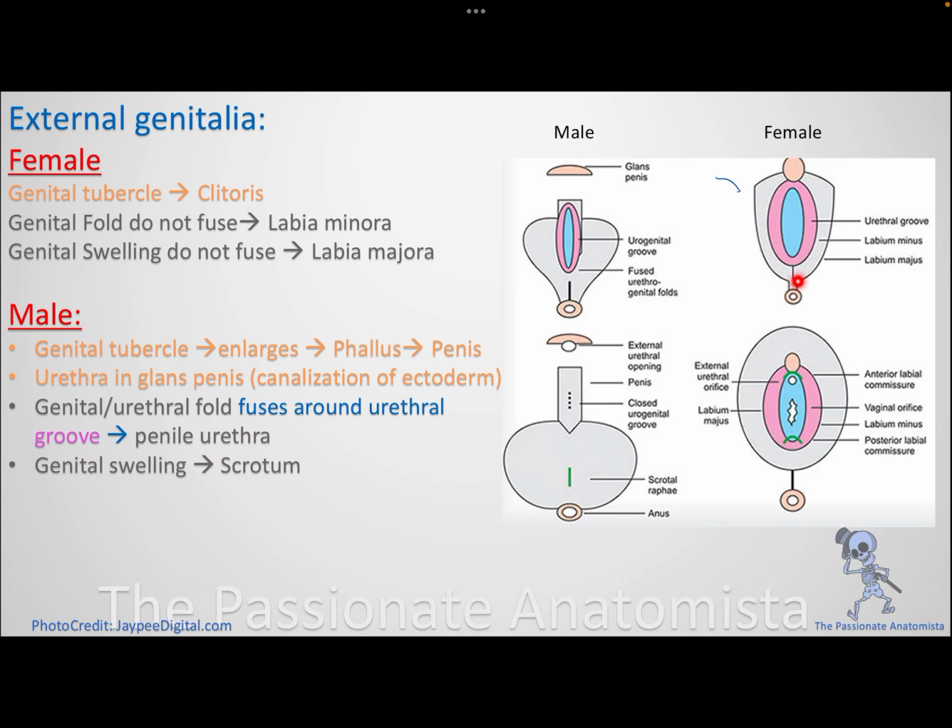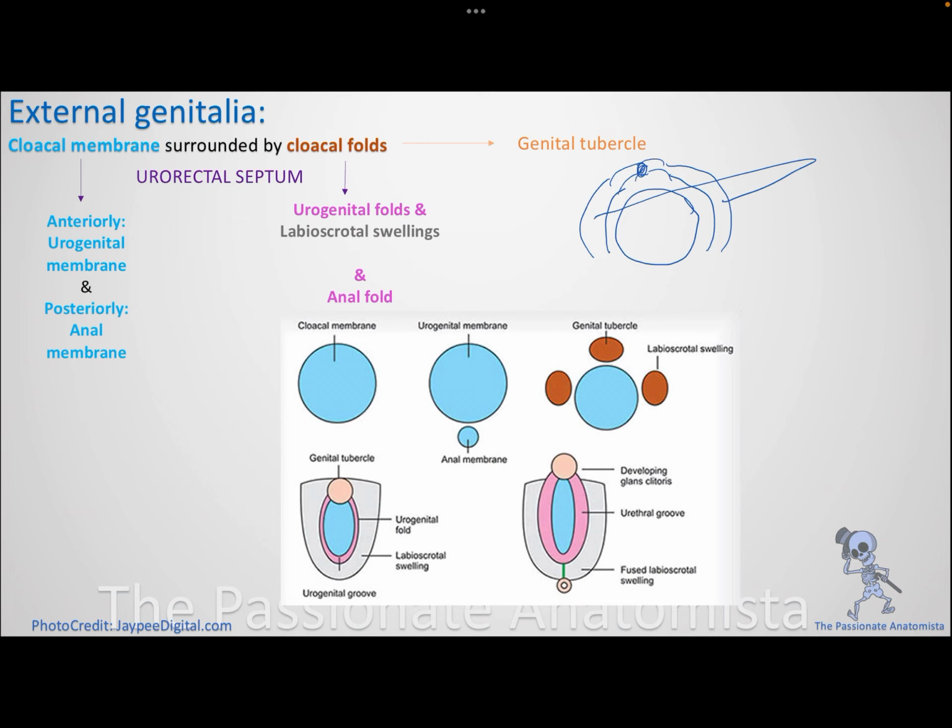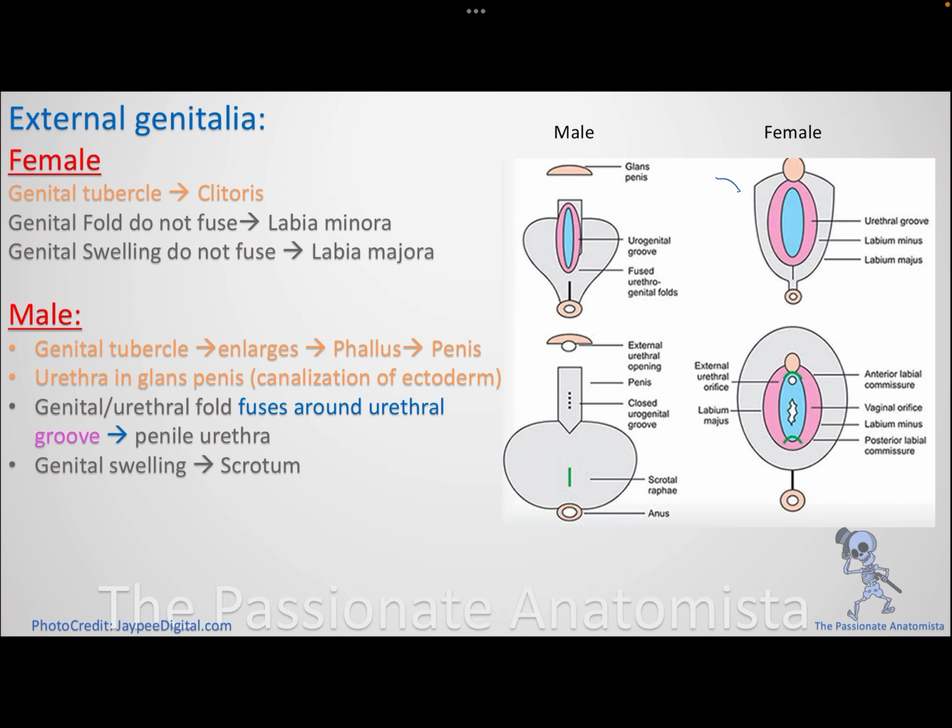The genital folds, so basically here we will have three important things when we talk about the external genitalia. You will have the genital tubercle, you will have the folds, and you will have the swellings. Okay, remember here we reached a point where we have the genital tubercle, the labioscrotal swelling, and the urogenital folds. These are the most important three things that will give you the external genitalia.